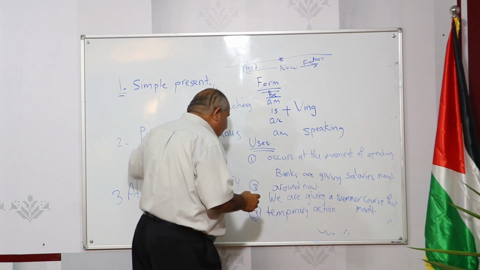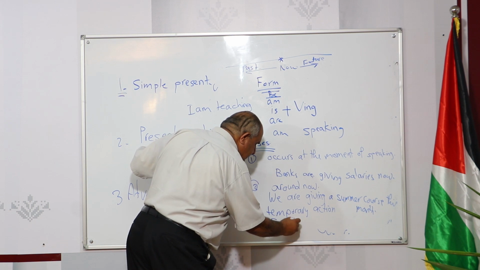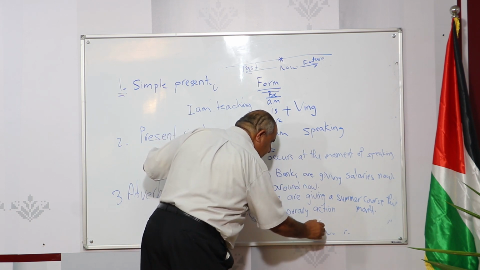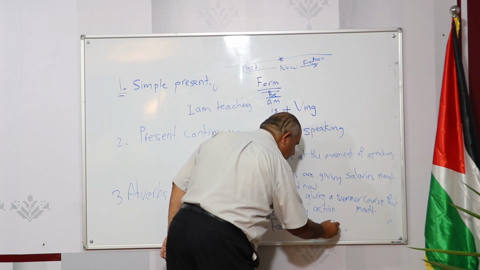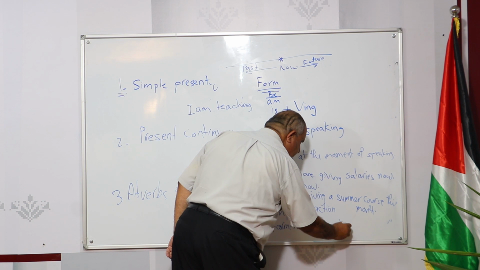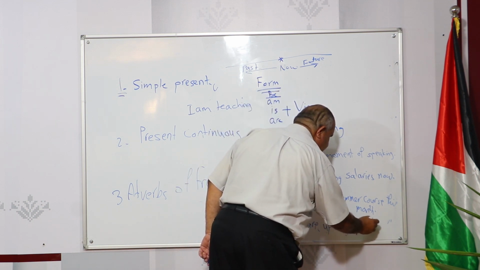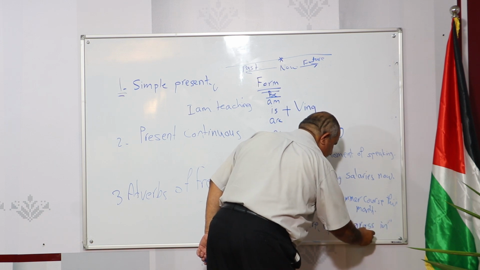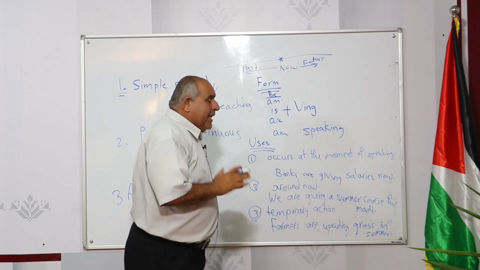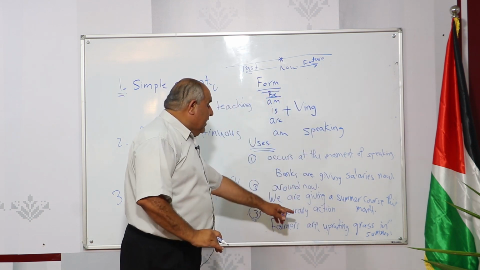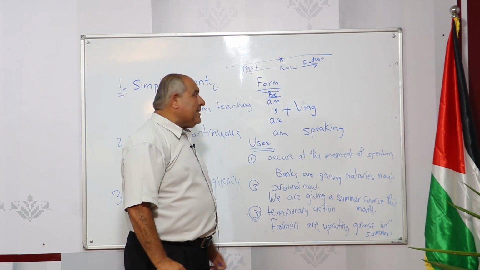Now, we say, for example, farmers are uprooting a grass in summer. Which means now in this very temporary period of time, they are uprooting a grass. Therefore now this is the third use of the present continuous.